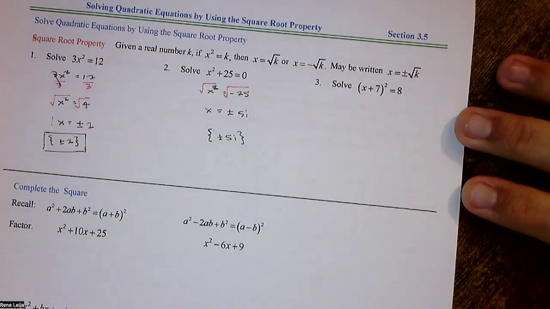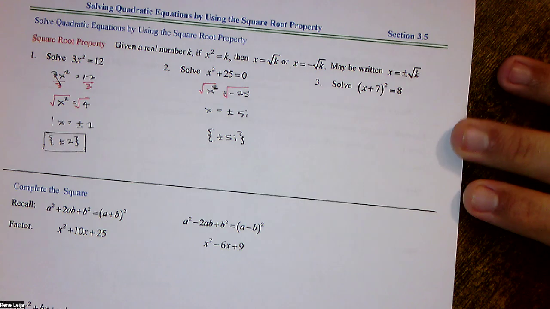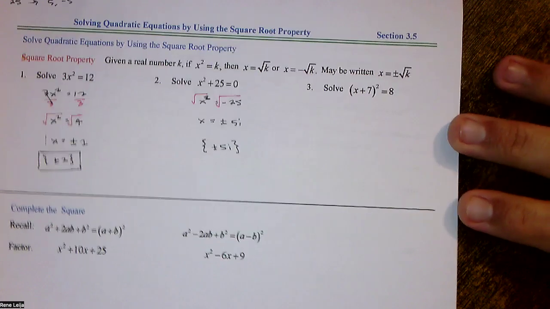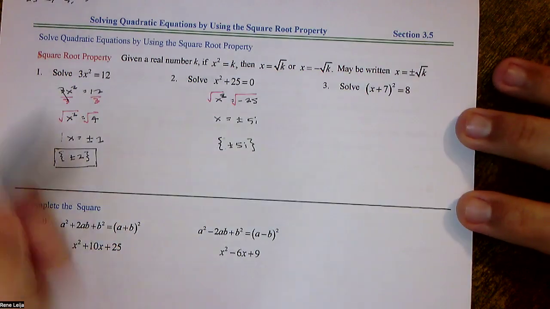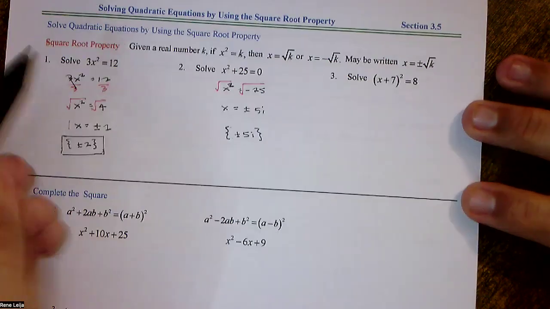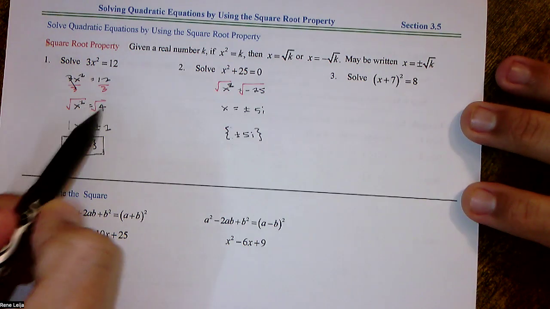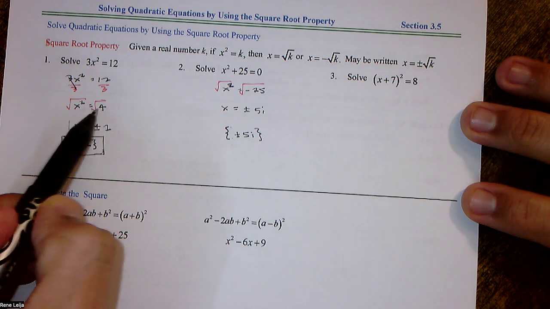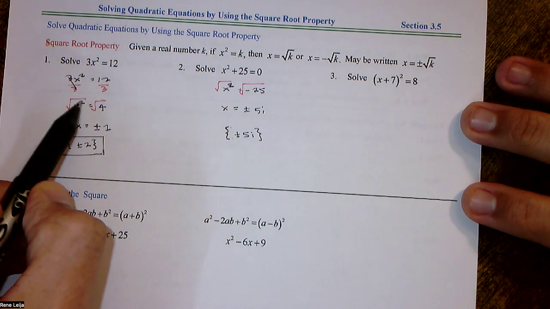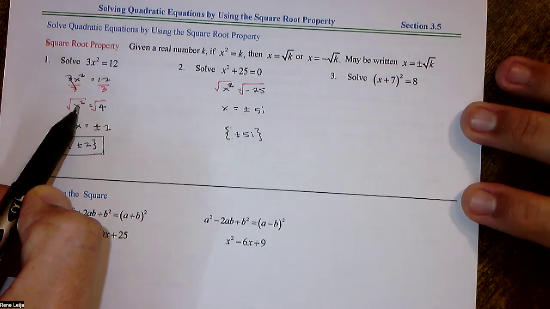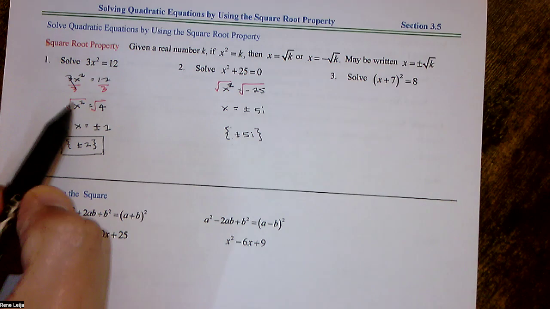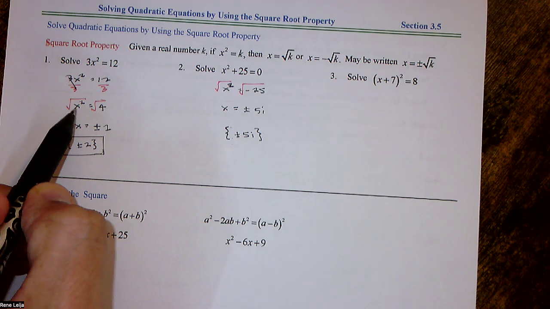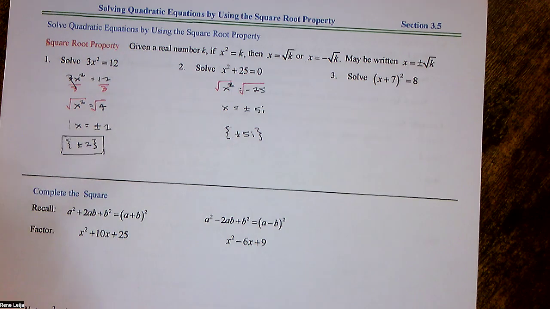All right, now number 3. This is the one that throws people off. Now notice when we got our equation down to x squared equals 4, before we took the square root of both sides, I had the square term by itself. So what was I squaring here? I was squaring the x. So the x was the term that's squared. That's my perfect square. That's the term that's being squared.